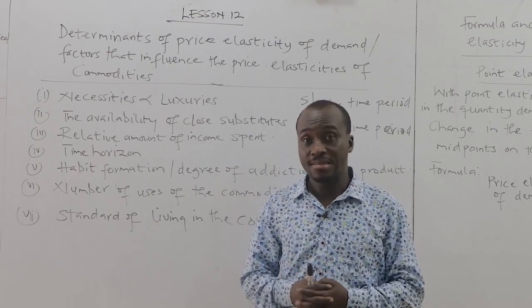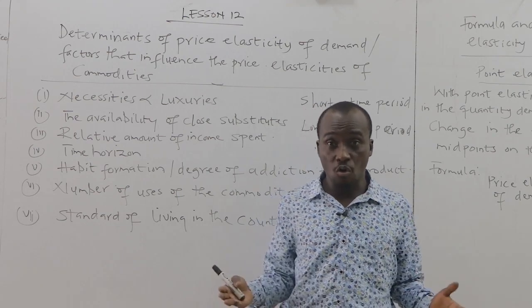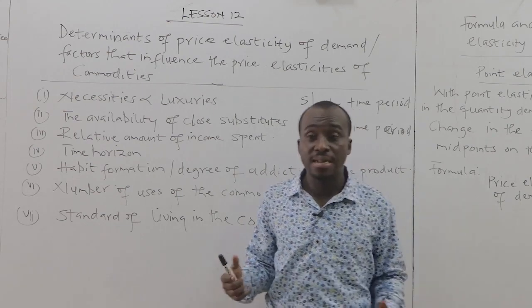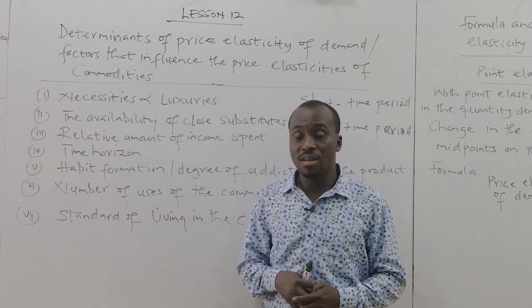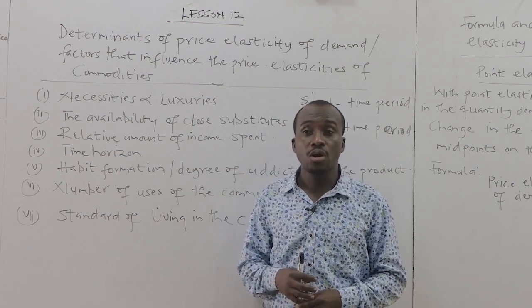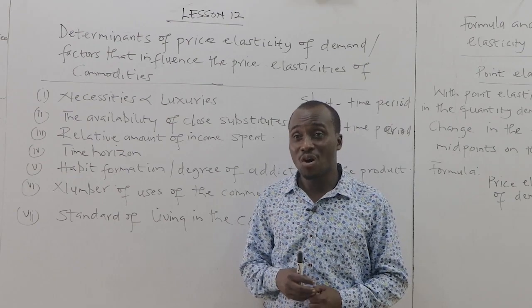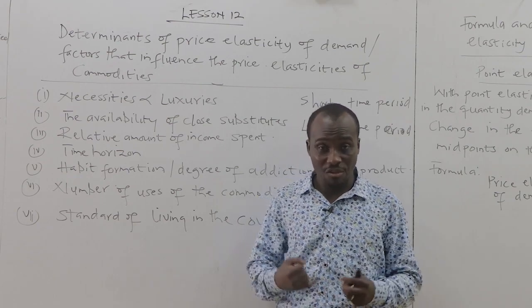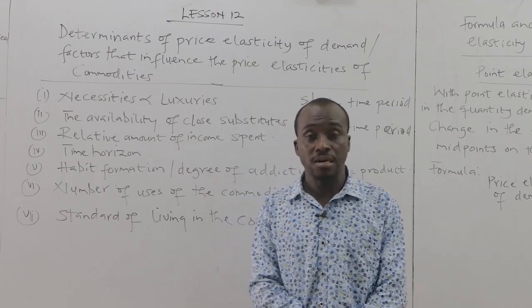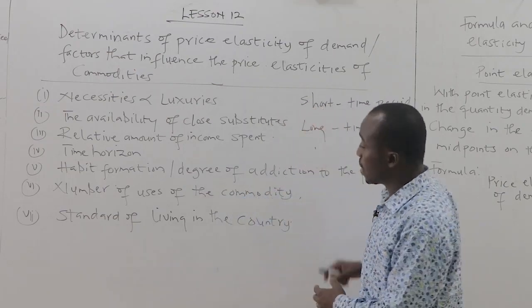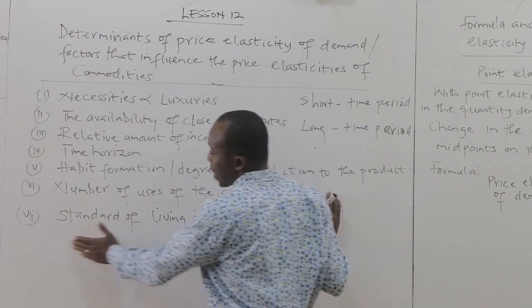tend to behave inelastic. But if the standard of living is low, in Ghana, in South Sudan, in Central African Republic, in Gabon, probably in Nigeria too, whenever price increases, because the standard of living is very low, people don't have the money even to carry on, so the goods tend to behave elastic.